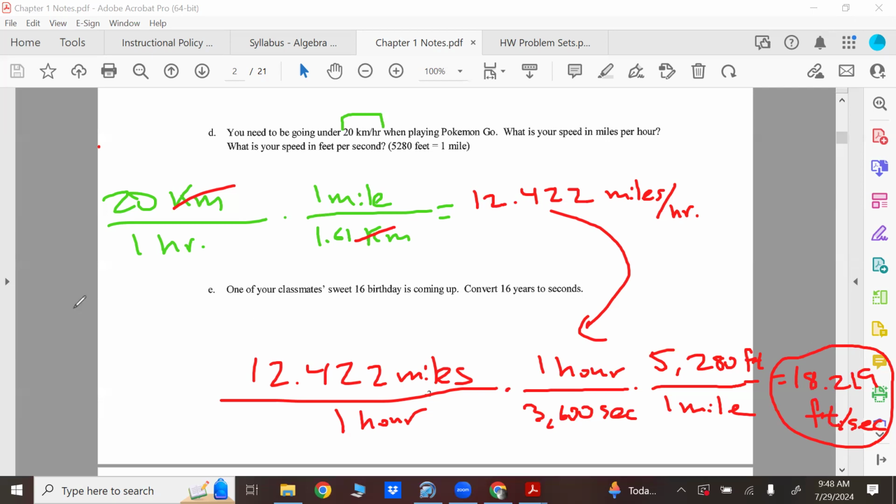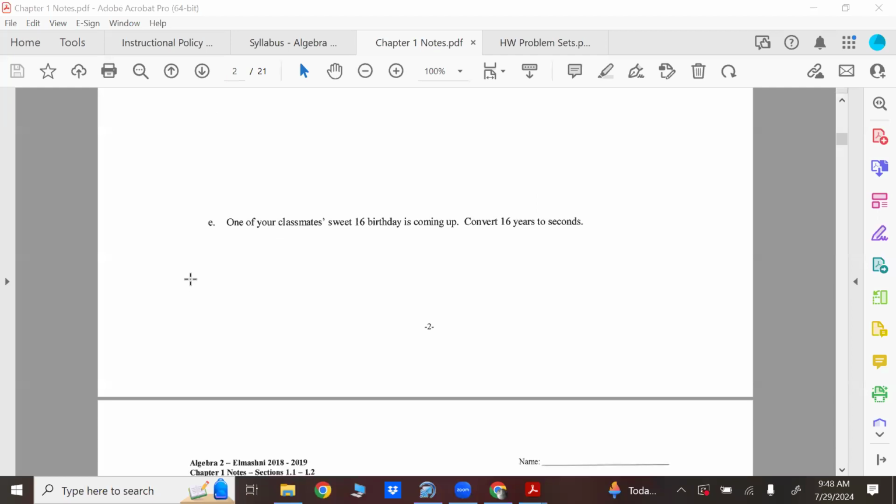All right, last one. Where in class my sweet 16 birthday's coming up, convert 16 years to seconds. 16 years. How many days in a year, roughly? I mean, not roughly, 365. I mean, this is a leap year, but we'll say non-leap year. So 1 year.